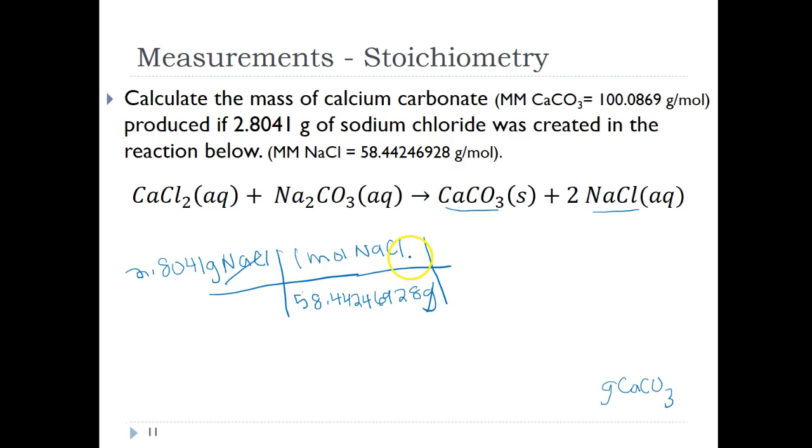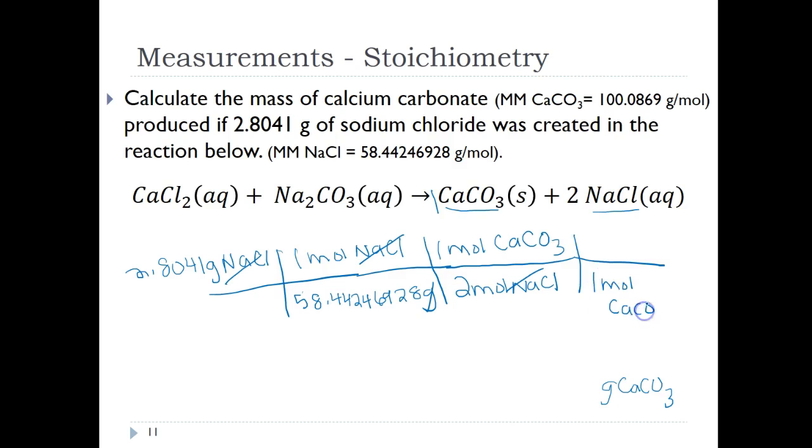Now I have moles of sodium chloride, and again, I'm trying to get grams of calcium carbonate, so I need to get rid of the sodium chloride information and convert it over to calcium carbonate, which is when we want to use our mole ratio. So from the balanced equation, 2 moles of sodium chloride are equivalent to 1 mole of calcium carbonate. Again, I got these numbers as the coefficients from the balanced equation. There's a 1 there and a 2 there. Cancel out moles. And then my last step, I've got moles of calcium carbonate, but I need grams, so I'm going to use the molar mass, but this time of calcium carbonate. And this number was given in the problem, 100.0869.